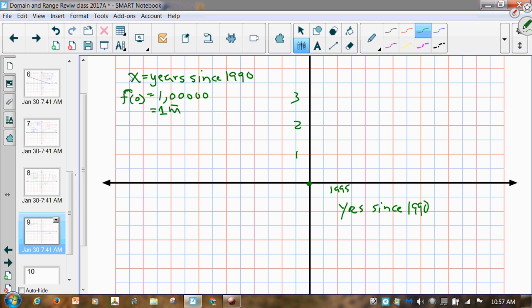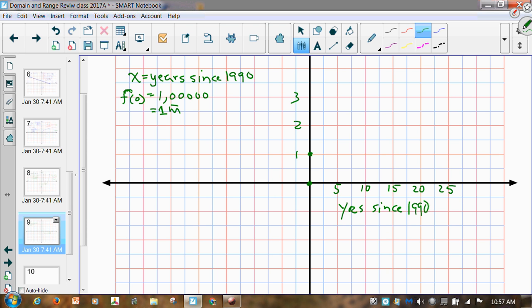Well, actually, it's going to be 5 years since 1990, so we just go ahead and list it as 5. Makes it a lot simpler to graph this way. 5 years, 10 years, 15 years, 20 years, and so forth. Okay, and so 20 years past 1990 would be 2010, and so forth. All right, so let's suppose this is our plot.